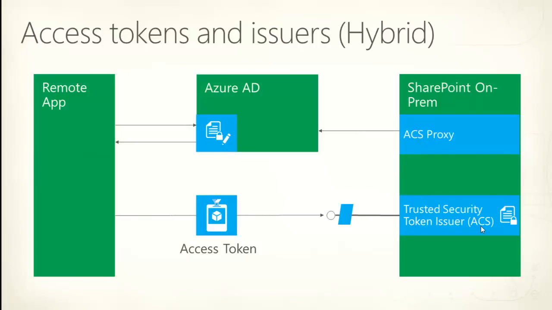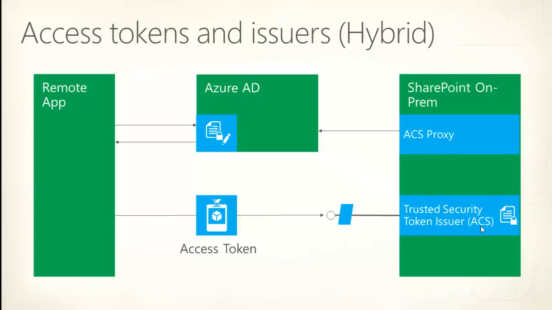So the point here is that I can take my on-prem farm, and I can configure a trusted security token issuer and an ACS proxy that trust ACS in the cloud, one that I get with an Office 365 environment, in order to have all those same capabilities and interactions with apps that use ACS to authenticate to SharePoint.